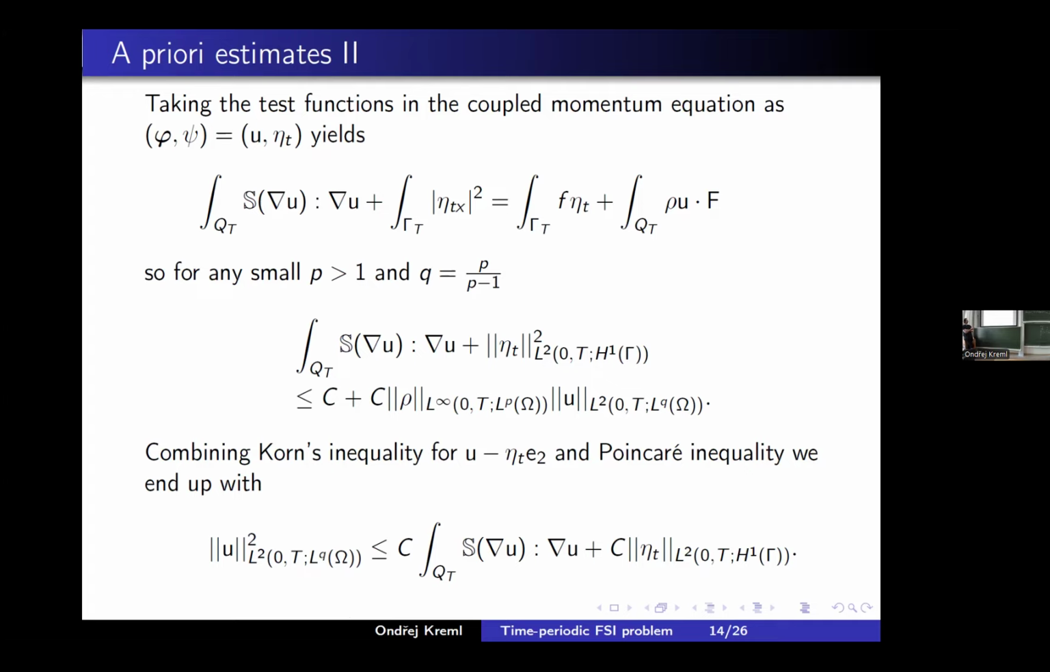And then you do a little bit of work to estimate u in L2 L3 by the left-hand side here, by this term, combining Korn's inequality and a Poincare inequality. You can end up with an estimate like this, that this term which appears here on the right-hand side is bounded by this guy, and also this guy, but this guy appears here anyway, so this is not really harmful in any way. This is okay.